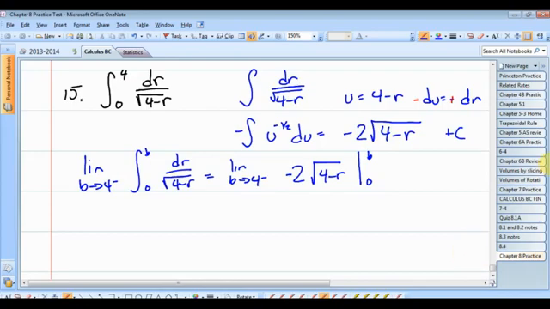Just think about we're going from the left endpoint to the right endpoint. If we're going to this endpoint, we're coming at it from the left side. Just kind of visualize where that area is.